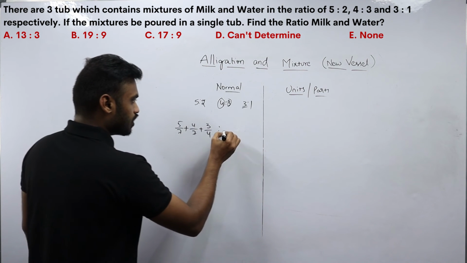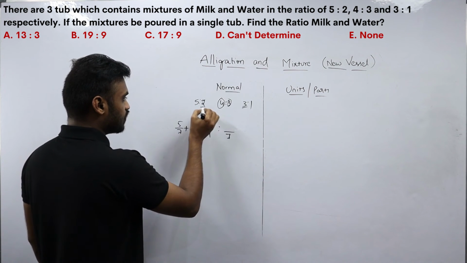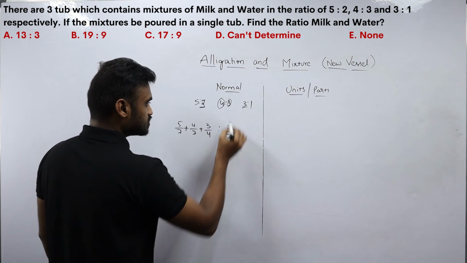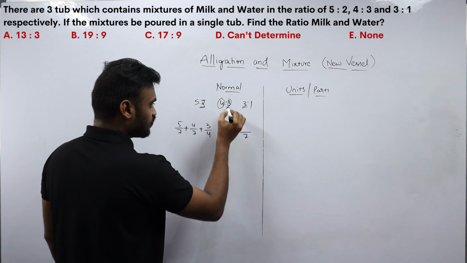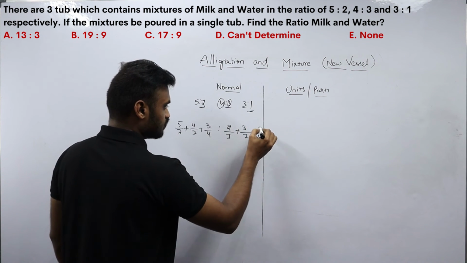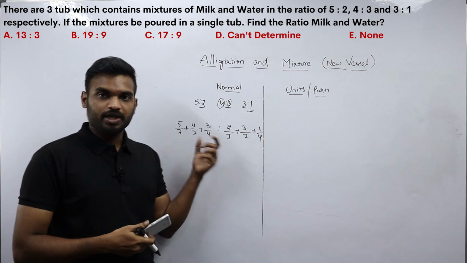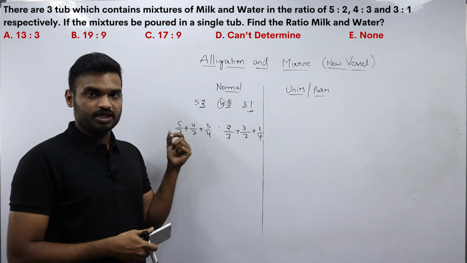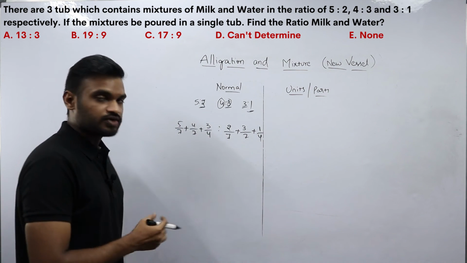Okay, out of 7 parts the quantity of water is 2 parts, plus out of 7 parts the quantity of water is 3 parts, plus out of 4 parts the quantity of water is 1 part. Okay, no matter how many vessels they give, the process will be the same. Now if I solve this, I will get the final ratio.